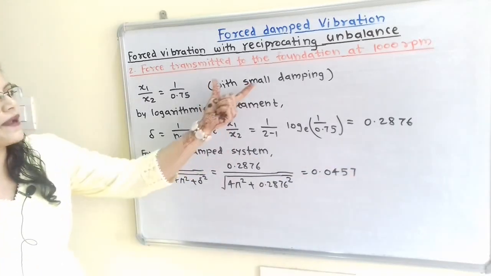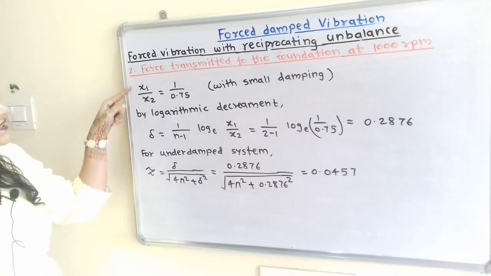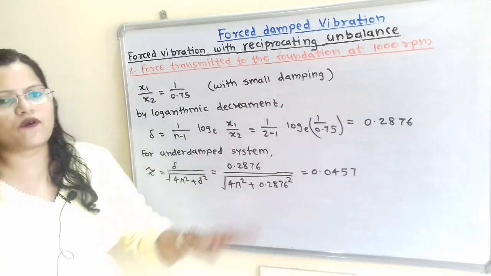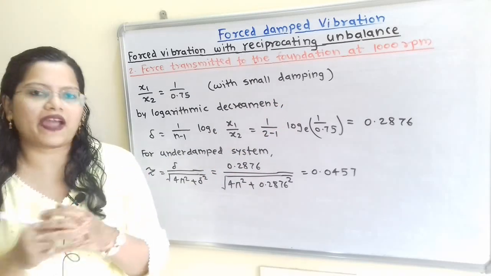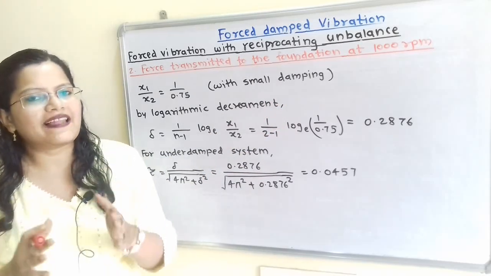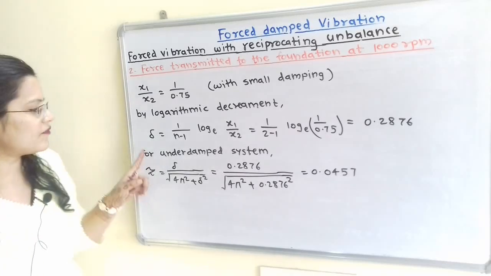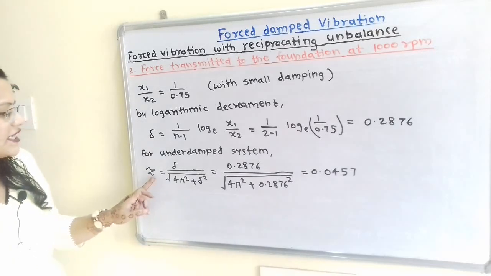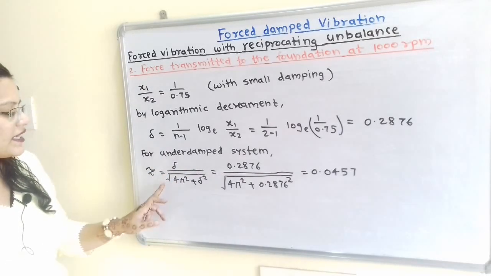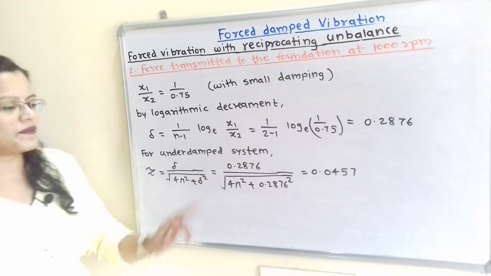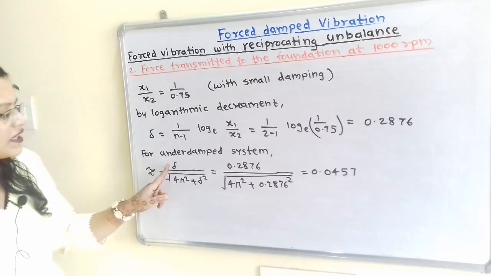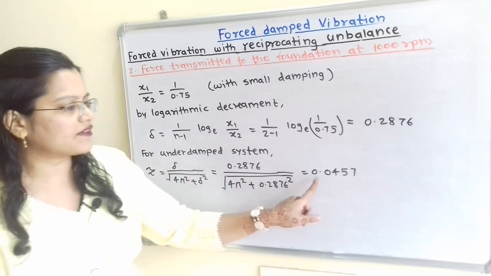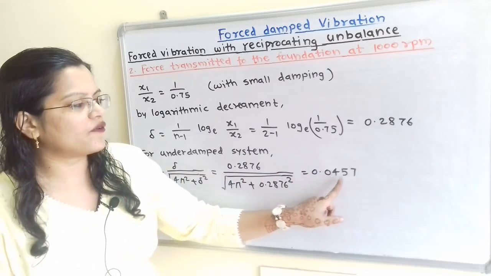Now small damping is provided, and that's why we have the ratio of successive amplitudes. Whenever damping is provided, that means there is a damping factor zeta. So how to calculate this zeta? With the help of this delta we will find the value of zeta. So zeta is equal to delta divided by under root of 4 pi square plus delta square. So we will put the value of delta and we will find the damping factor zeta is equal to 0.0457.